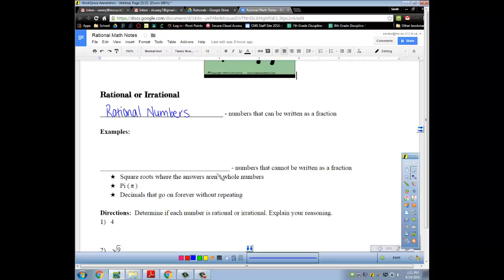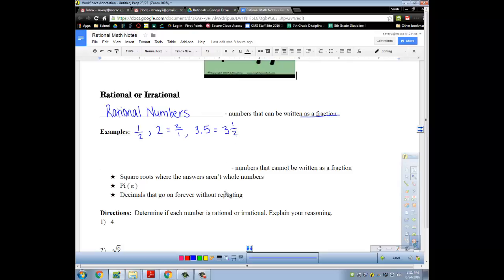Rational numbers are numbers that can be written as a fraction. So some examples are if something is already a fraction, like 1/2. We could have a whole number, so say I had 2. I can write 2 as 2 over 1, so that's a fraction. We could have, say, 3.5. I can write 0.5 as a fraction, it's 3.5.